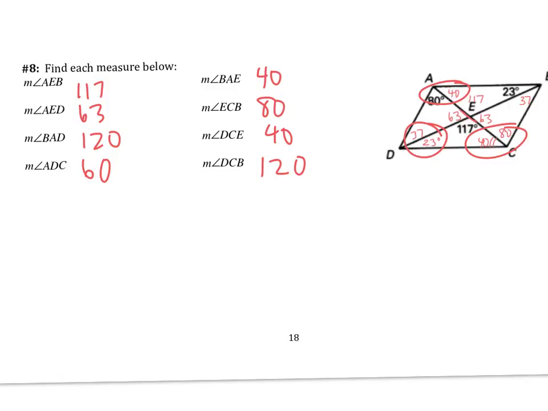A couple people were asking how you know which angles. Remember, you're always looking at the vertex as the middle letter. So if I'm doing AEB, I go from A to E to B. E is the vertex. That's the angle that I want. So just reminders on there.